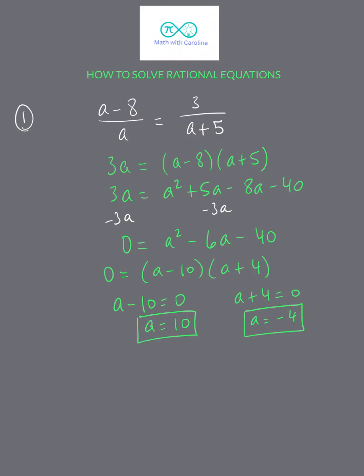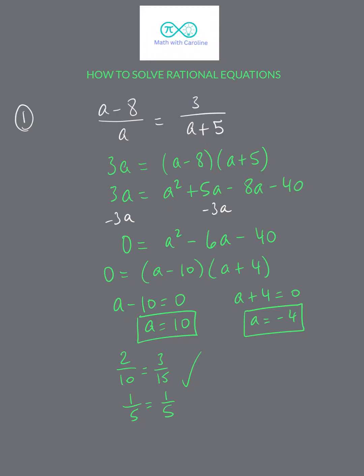Now on these, it's very important to check your solutions in the original equation and make sure that neither one of these would make the denominator 0. So 10 is not going to make your denominator 0, and negative 4 is also not going to make your denominator 0. But we can plug in 10, and we would have 2 over 10. And if we plug in 10 here, we would have 3 over 15. And we know that 2 over 10 is equal to 3 over 15 because they both simplify to 1 over 5. So that's always a great way to check whenever you're solving equations.